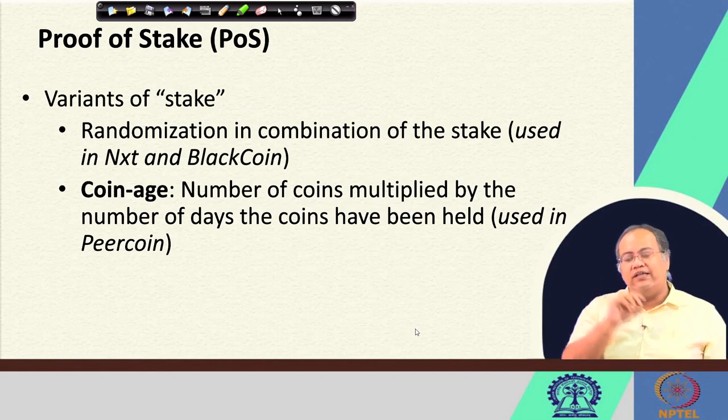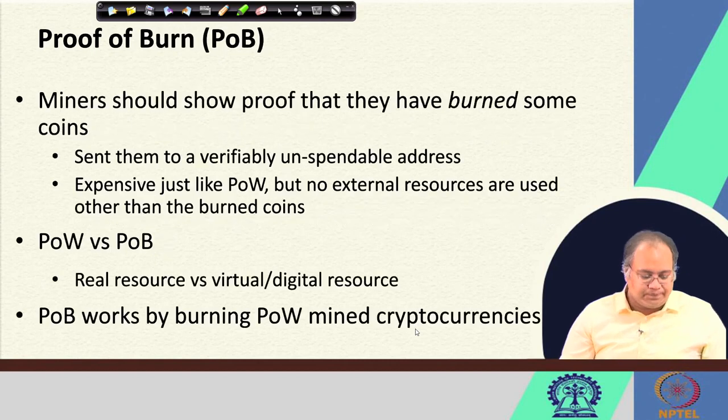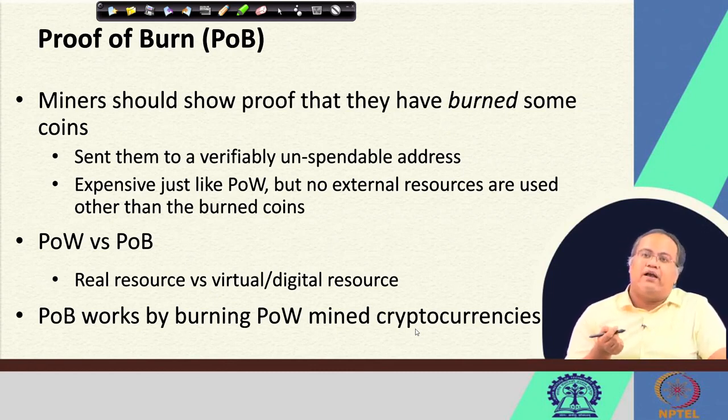So it is something like this: if you have 100 Bitcoins and you have them for just 1 day, it is equivalent to having 1 Bitcoin held for 100 days. That way, coinage makes the idea more decentralized compared to simply using the ratio of the coins that you are holding. But the problem with proof of stake is that you need to hold the coin. That is the major thing, and you need to show that you have that much coin.